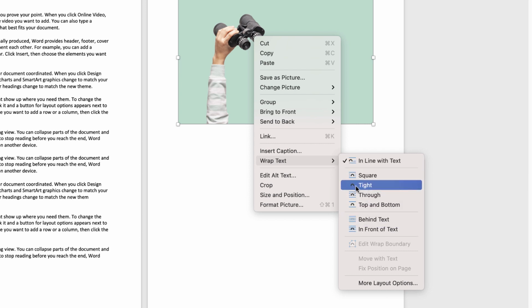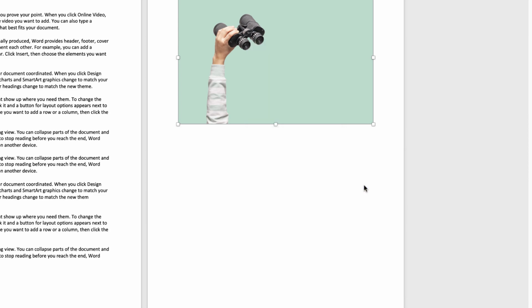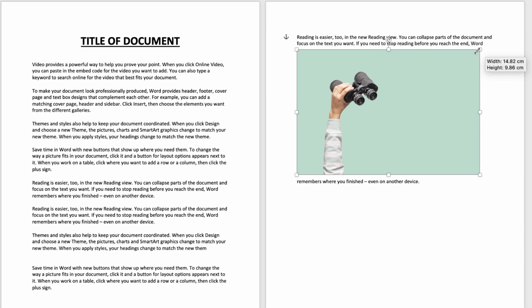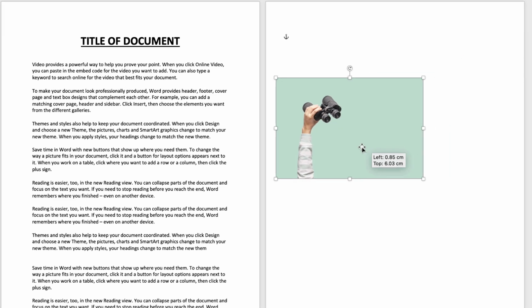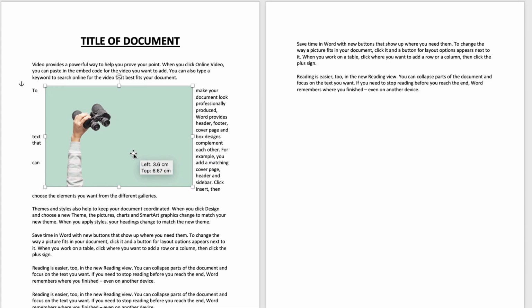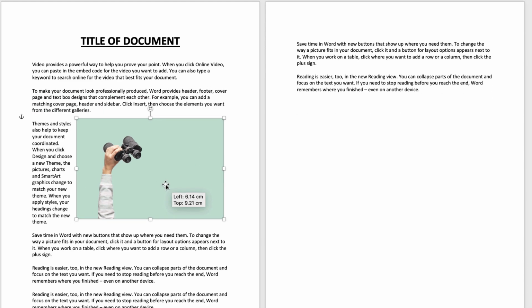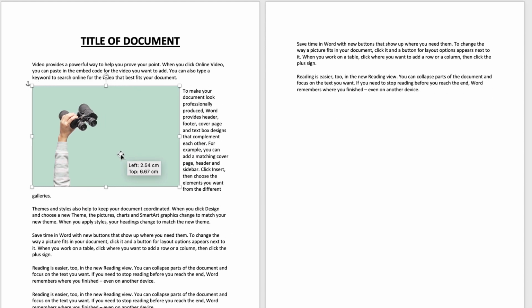So generally, you're going to select either Tight or Top and Bottom. And Tight means that the text will be wrapped around. So let's just select that one to start with. And if I just reduce the size of this and move it over here, you can see how the text will wrap around my image.